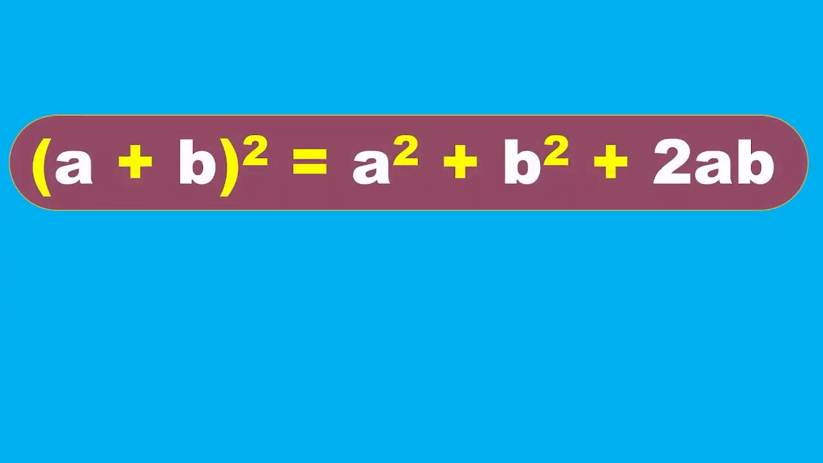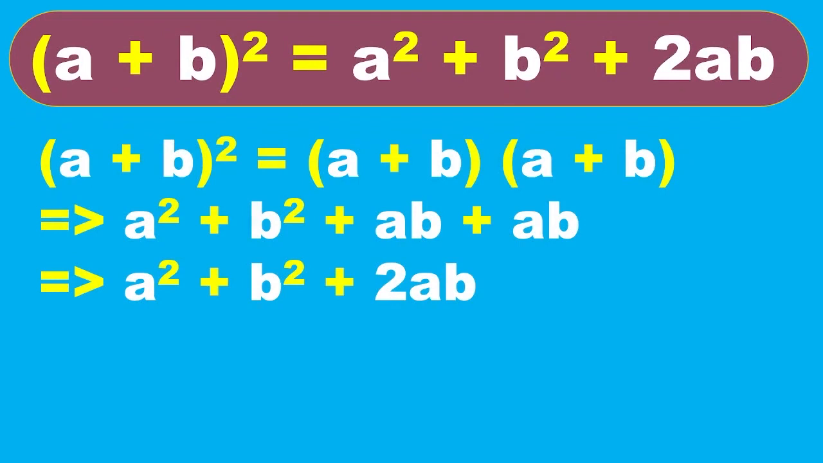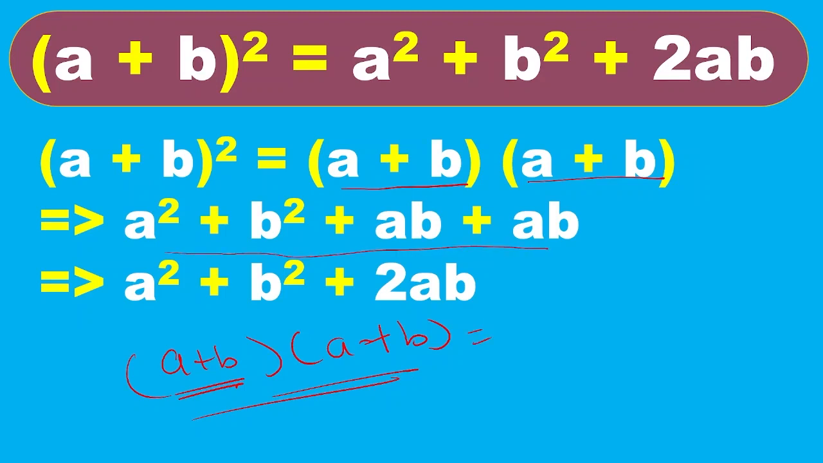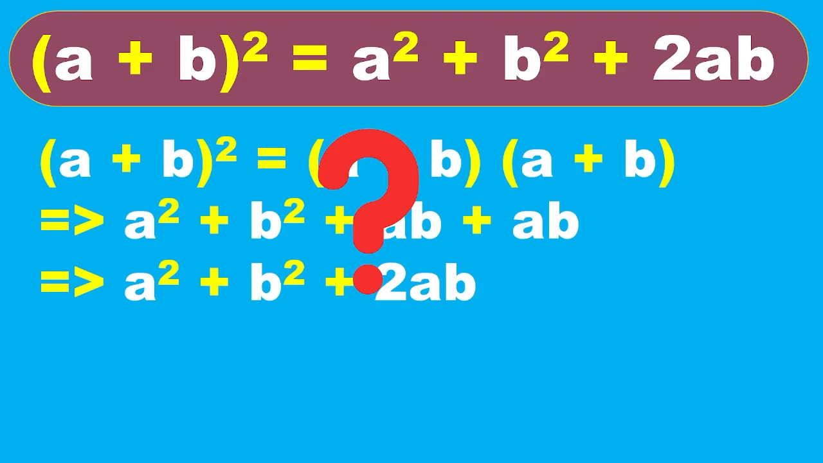Firstly, (a plus b) whole square. (a plus b) whole square can be written as the product of (a plus b) and (a plus b). That is basically what square means. Now, when we multiply these two expressions, now why expressions? Let's see. a plus b is an expression and we are multiplying it by an expression. So when we multiply these two expressions, we will get something like a square plus b square plus ab plus ab. I know this might be a little confusing. How did we get a square plus b square plus ab from (a plus b) times (a plus b)?